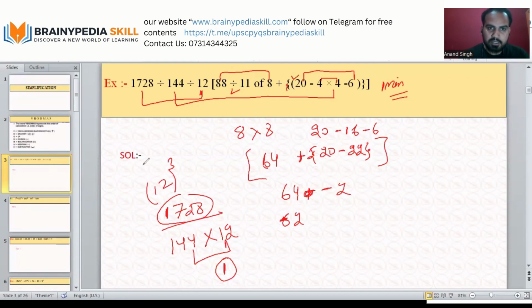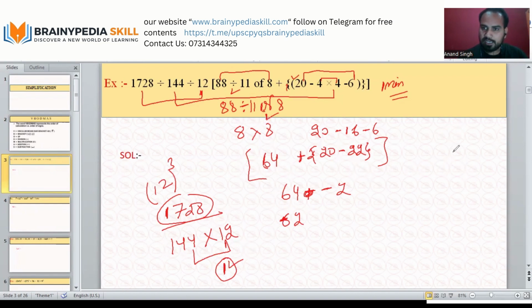So from this particular part we have got 1, right? Yeah, okay. I have made a mistake over here. Because this is 88 divided by 11 of, right? If we are going to follow the BODMAS rule, first we have to solve this "of" part, which is multiplication. So I'm just writing it down separately so that you can understand, right?